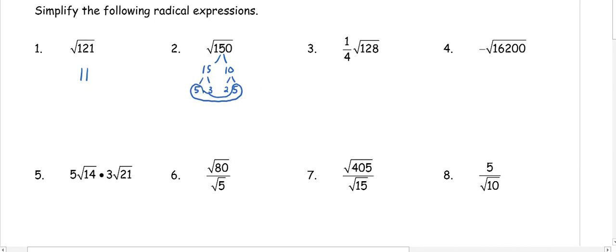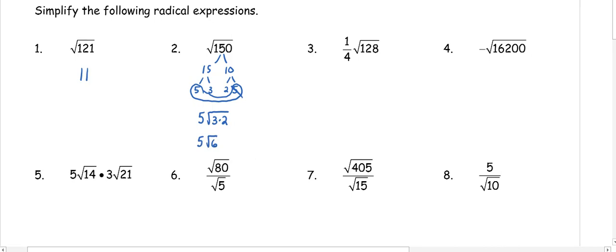Any number that is a pair, one of those numbers from the pair is going to go outside the radical. Anything that was a prime factor that does not have a pair is going to go under the radical. So in this case, we have the 3 and the 2. If there are multiple numbers inside or outside of the radical, we are going to multiply them together. So underneath the radical, we have 3 times 2, which simplifies to 5 root 6.